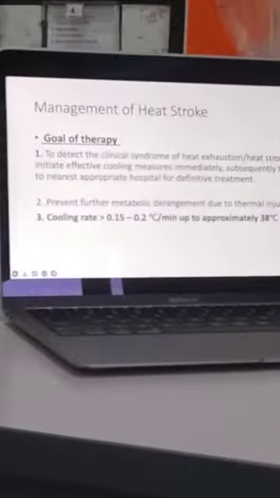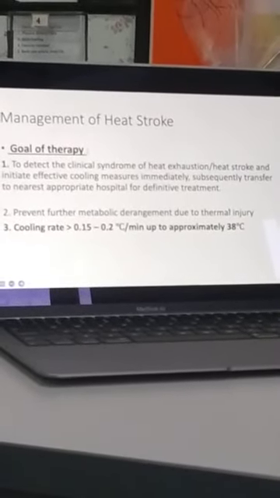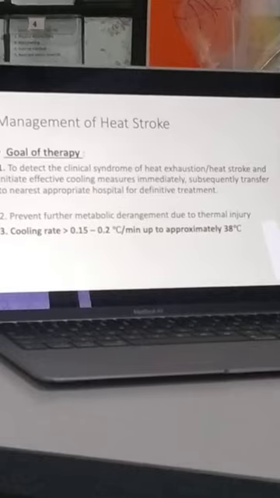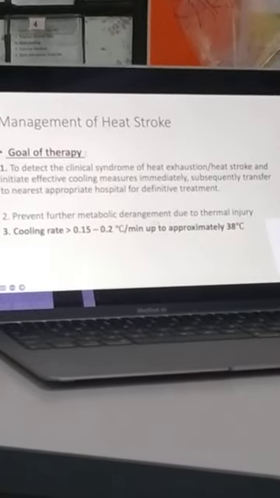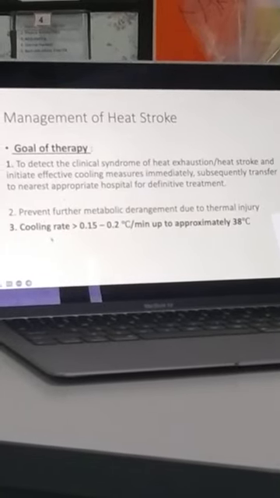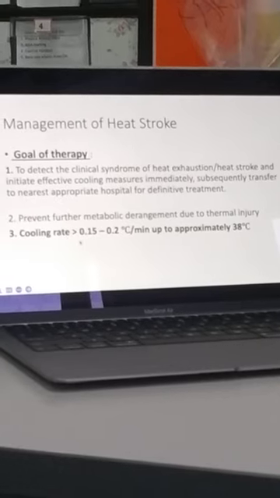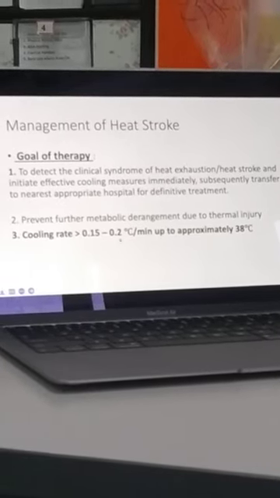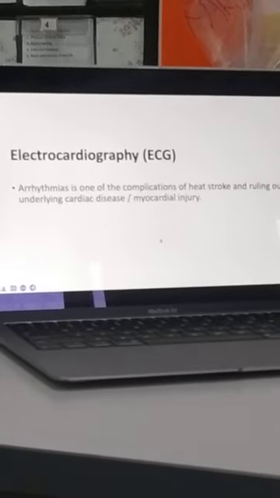Generally, the management of heat stroke is to detect the clinical syndrome of heat exhaustion or heat stroke, initiate effective cooling measures immediately, and prevent further metabolic derangement due to thermal injury. For the cooling rate, we can cool at 0.15 to 0.2 degrees Celsius per minute, down to 38 degrees.